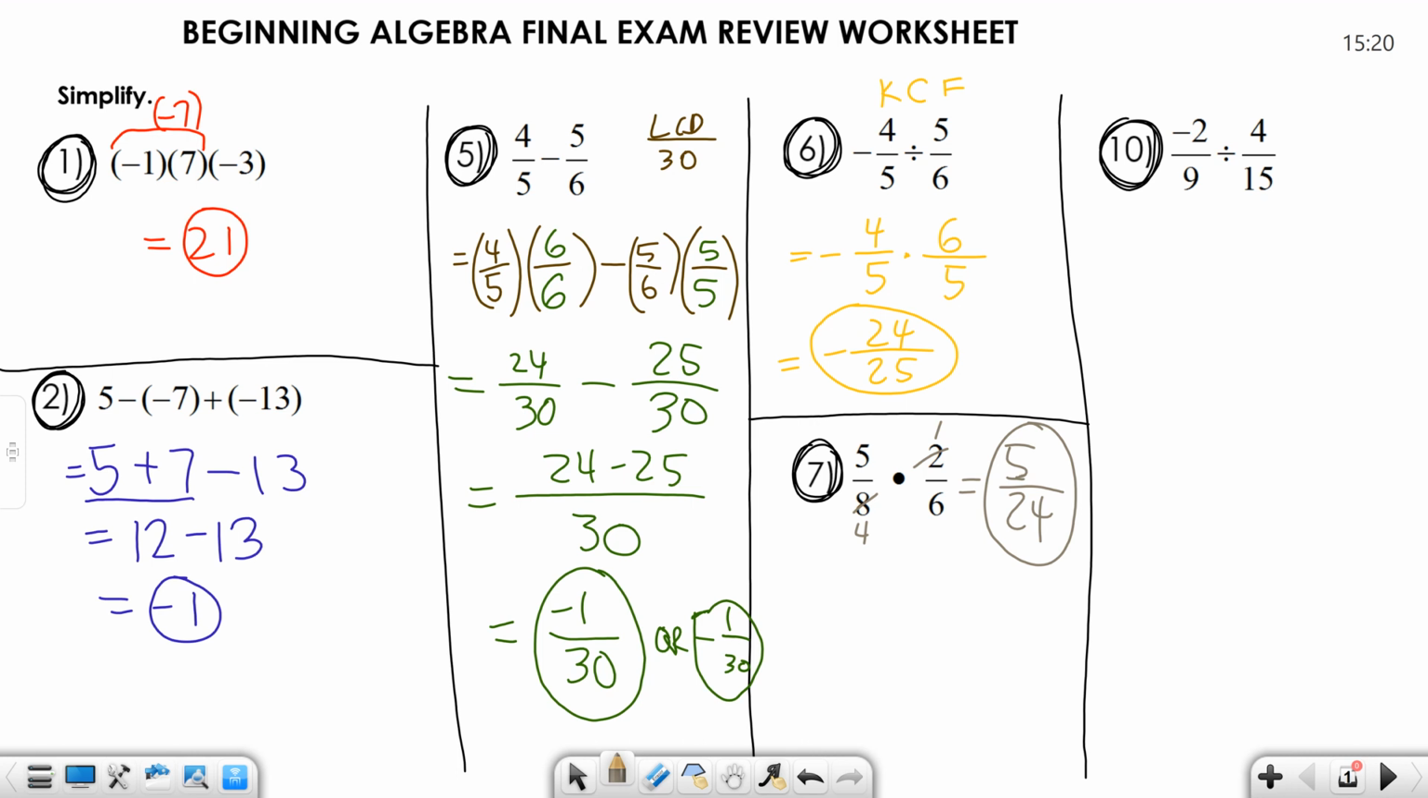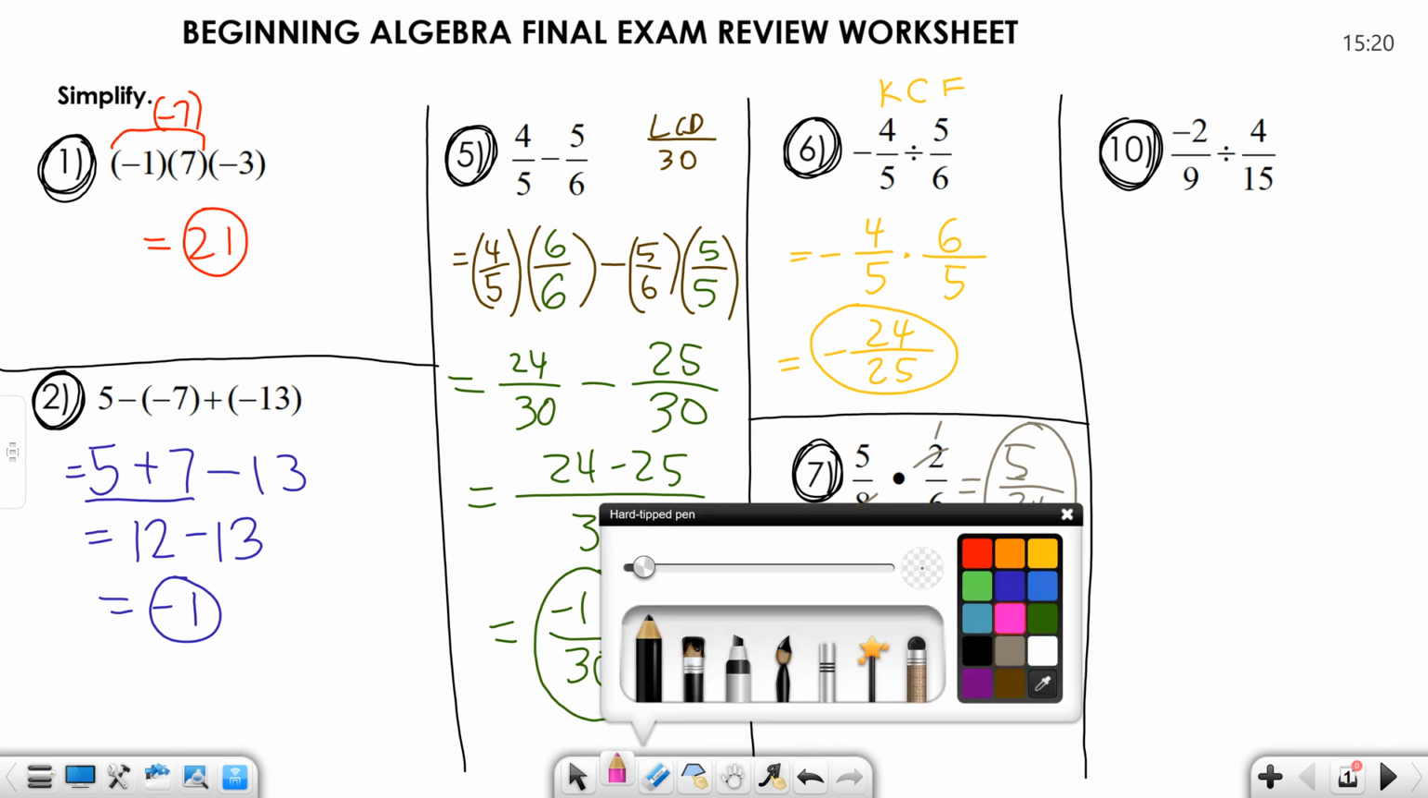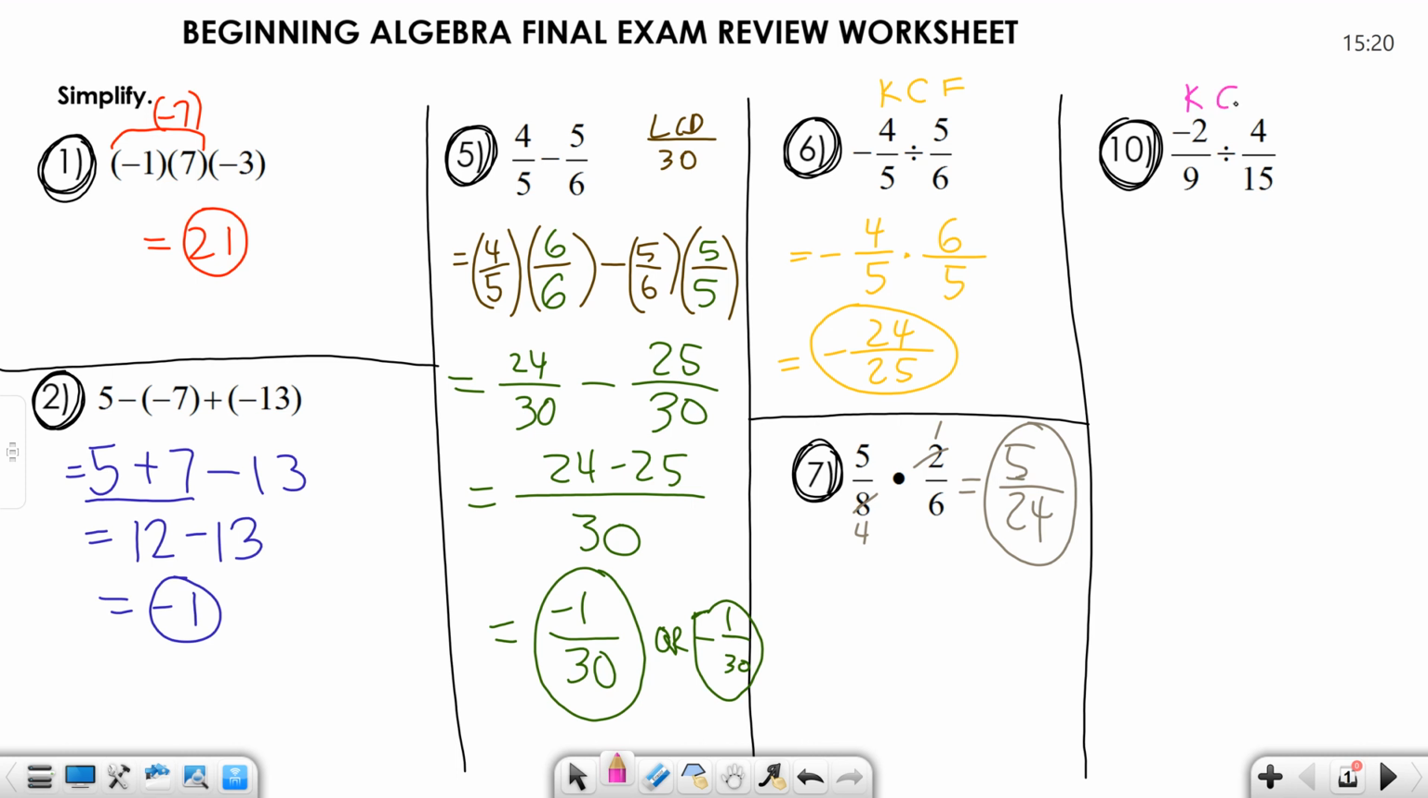So look at number 10. Number 10 is actually just like number 6. We're going to keep, change, and flip. The numbers are different, but it works the same way. And this time, look, the negative is up here with the 2. Last time it was out front. It's the same thing. It's a negative fraction. So negative 2 over 9. Keep that. Change this to times, and then flip this to 15 over 4. And then we ask ourselves, does anything divide out? Well, look, first of all, let's take our sign.